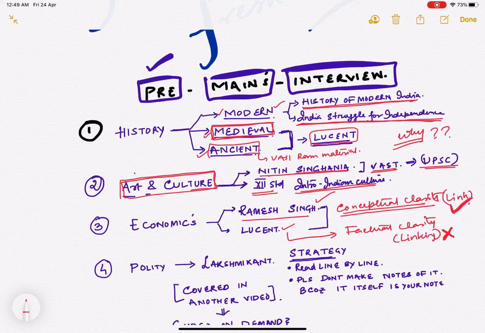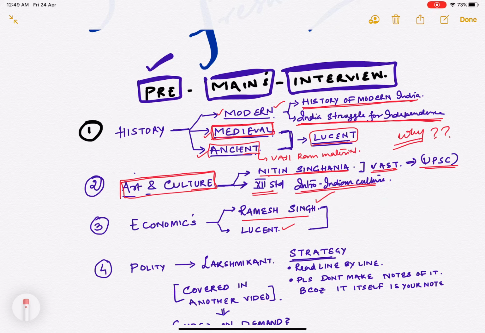And through conceptual clarity itself, you can get the factual clarity. But remember that getting conceptual clarity through factual clarity is very, very difficult, near to impossible. In this context, that's why I would say follow Ramesh Singh. Ramesh Singh would have two benefits. First, it will help you to clear your prelims, and second, also mains. It's like killing two birds with one stone.